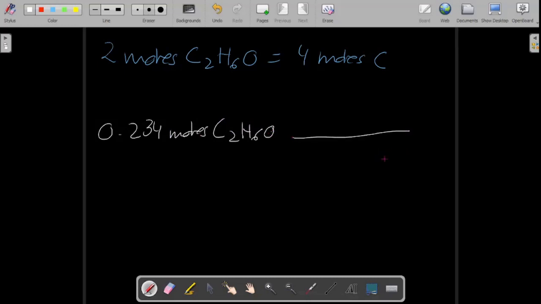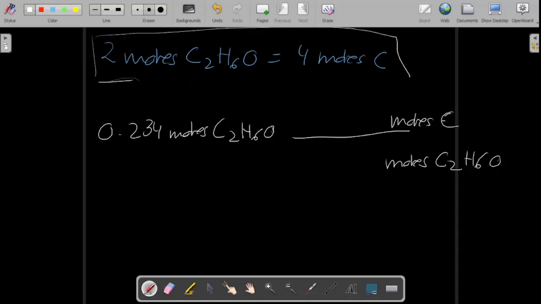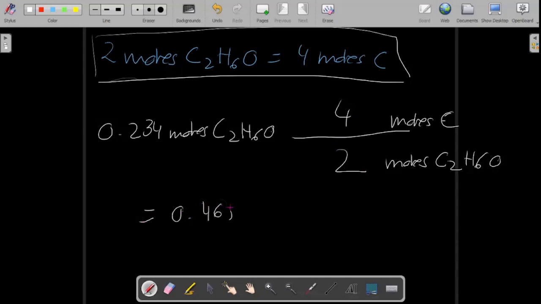I don't want that. I want to get rid of my moles of this compound, and I want to know how many moles of carbon I can produce. Well, I use this to relate them because that's what the recipe said. It said 2 moles will produce 4. So let's make sure that we put the numbers in the correct place. The 2 goes with this compound, so I'm putting a 2 here, and the 4 goes with the carbon, so the 4 goes at the top. And I do the math, and I get 0.468 moles of carbon.